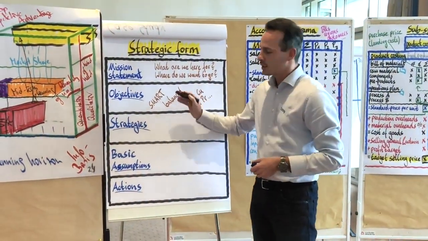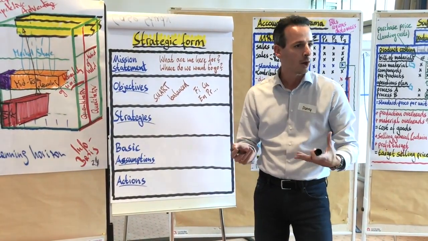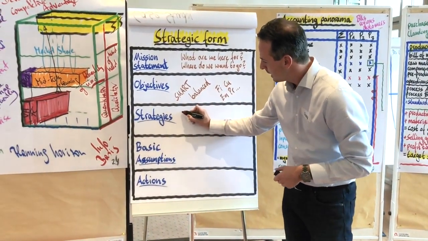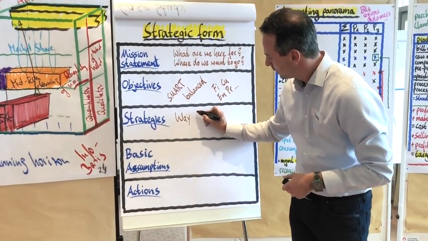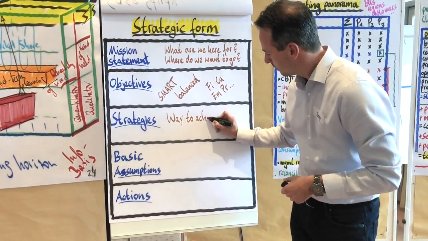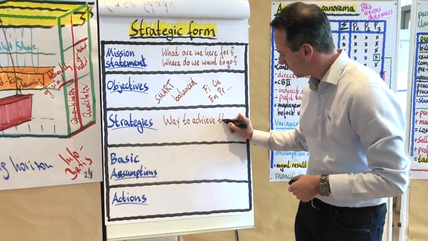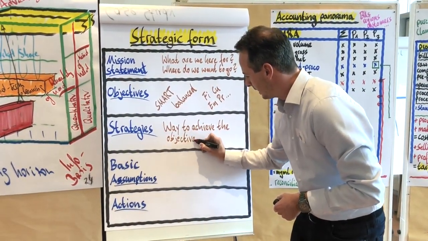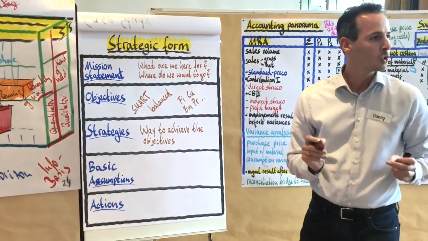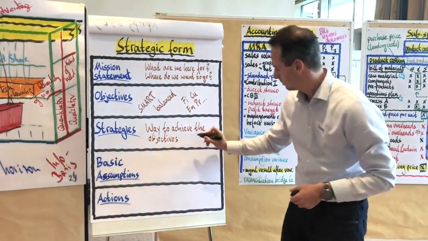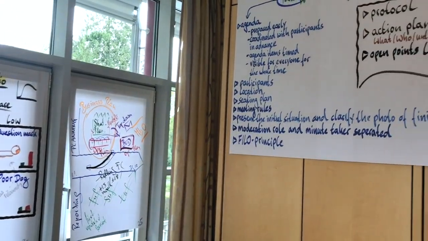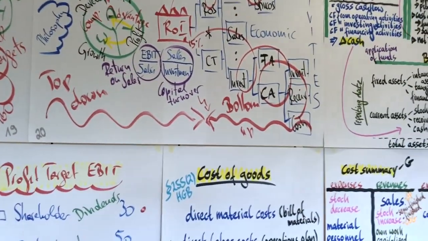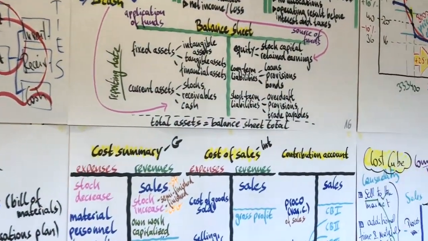After defining the objectives, you ask yourself how we want to achieve those objectives. So we are talking about strategies. A strategy is nothing else than a way to achieve the objectives. And here it is very important to ask yourself, what should be our competitive advantage? Competitive advantage. And then it could happen that you want to implement your strategy and that there are any basic assumptions.